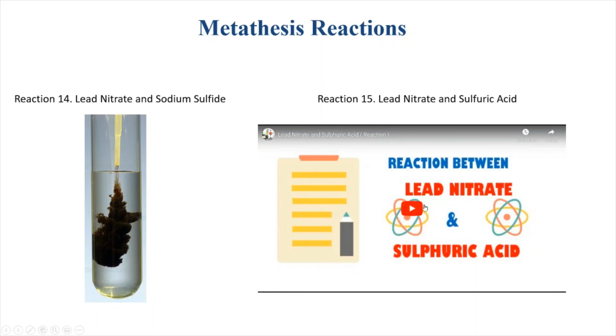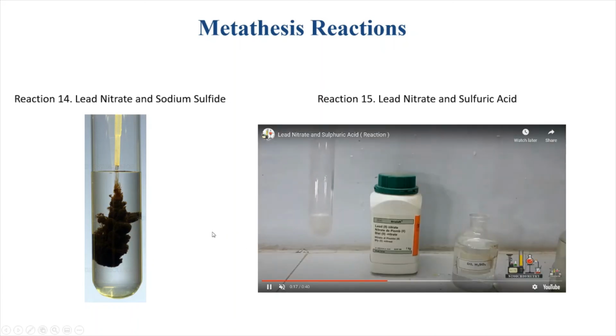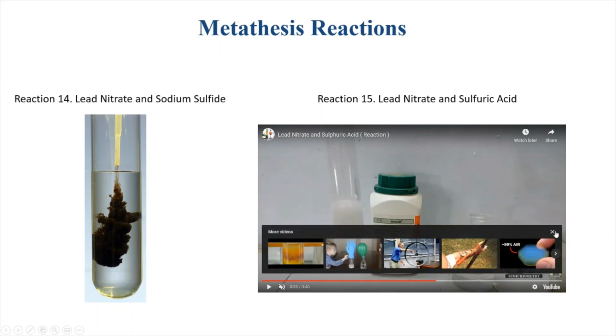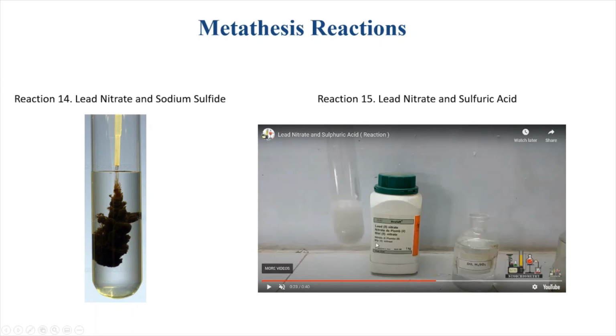Okay, so let's look at lead nitrate with sulfuric acid. So here we have our lead nitrate, and we're adding the sulfuric acid in, and you can see what happened. Now, if you were to take this and centrifuge it down, you would get a white precipitate and a transparent supernatant.